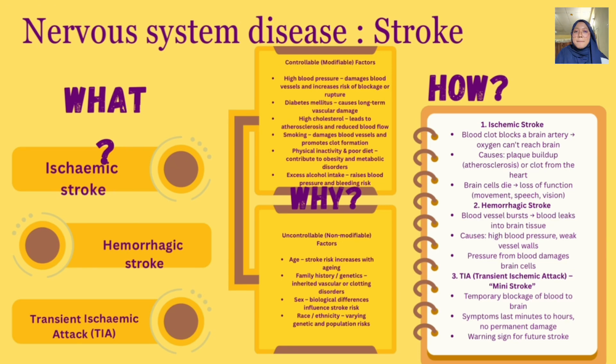So what actually happens in these three types of stroke? In the ischemic stroke, the blockage of a blood vessel cuts off oxygen supply, which leads to brain cell death and loss of functions such as movement, speech, or vision. While in the hemorrhagic stroke, the bleeding increases pressure in the brain and damages surrounding tissue. And in TIA, the blockage is temporary, but it signals a high risk of future stroke.